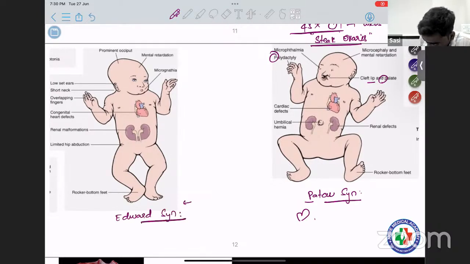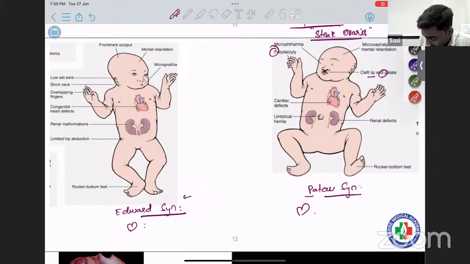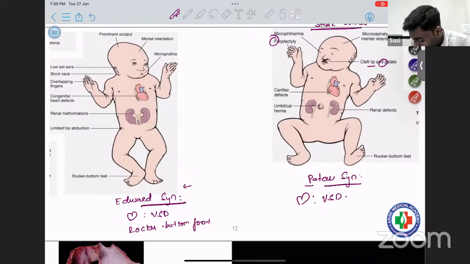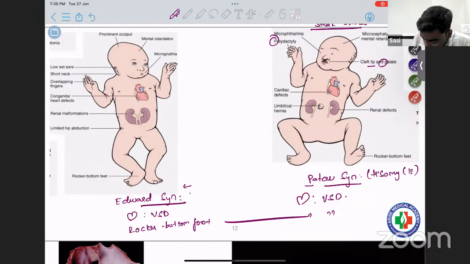Both of them, you will see this cardiac anomaly known as ventricular septal defect. And in both of them, you will see this rocker bottom foot. Okay, in both such cases, you will see this rocker bottom foot. Patau syndrome is because of trisomy 13, and Edwards is because of trisomy 18.